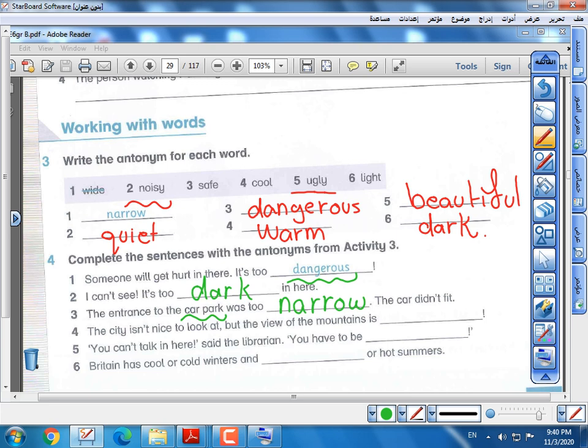And the next one is: the city is not nice to look at. يعني المدينة مش كتير إشي مكان جميل حتى إنه نقعد نتأمل فيها أو نتفرج عليها أو لآخره. But the view of the mountain is beautiful. لكن المنظر أو المشهد من على الجبل حيكون is beautiful جميل جدا. Okay, أو is beautiful اللي هو جميل.